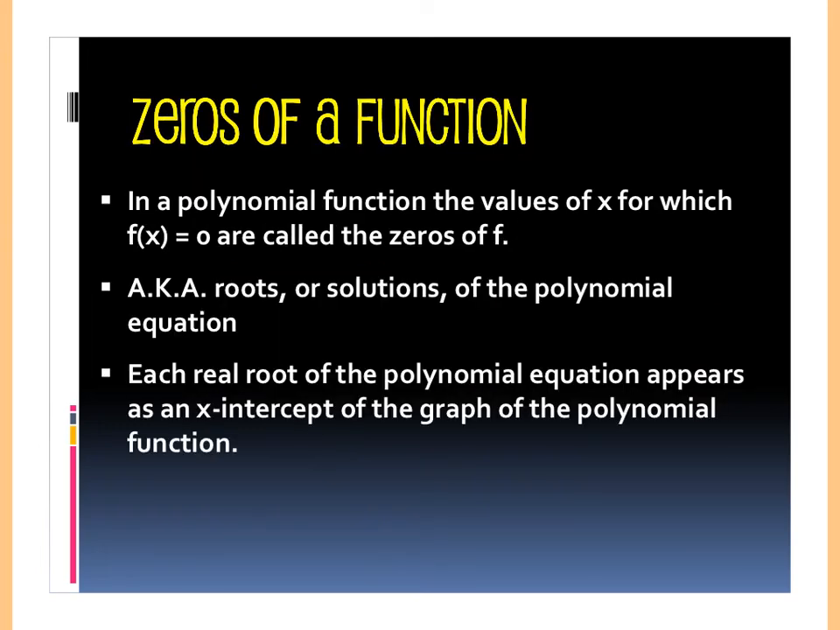Next up is the zeros of the function. The good news is we already know how to do this. In a polynomial function, the values of x for which f of x equals 0 are called zeros. Remember, they're also called roots, solutions, and in coordinate point form, x-intercepts. So all of those mean the same thing.